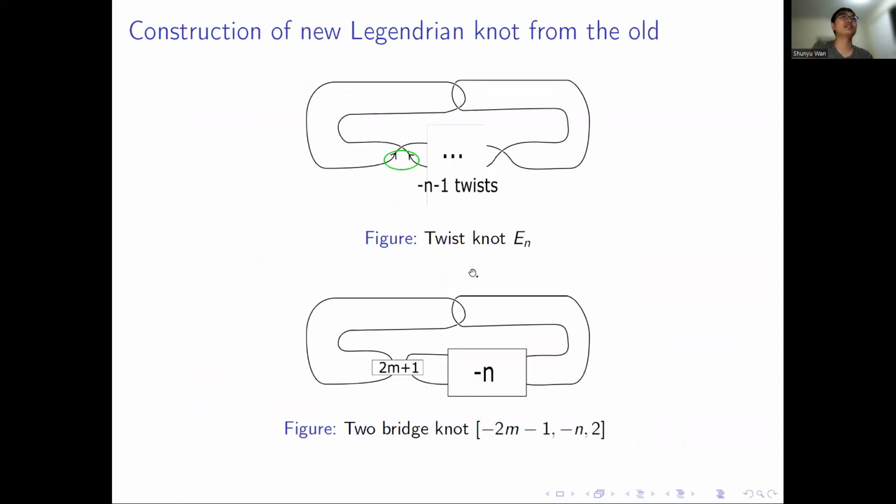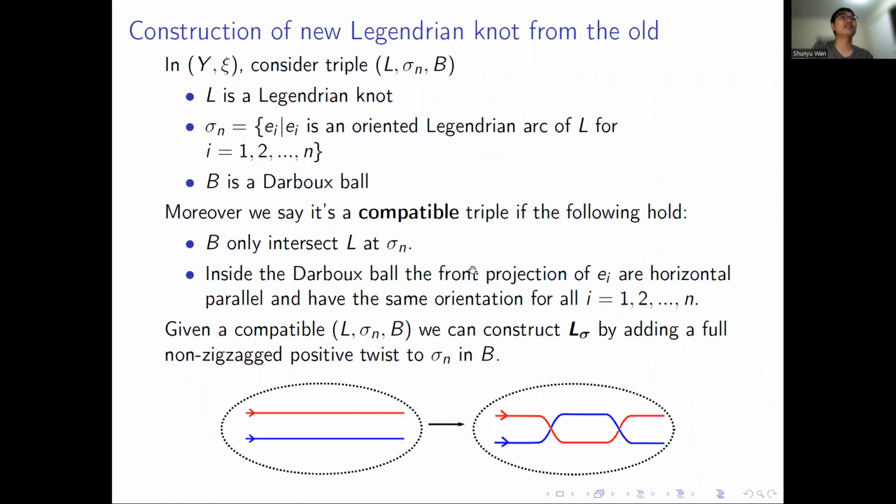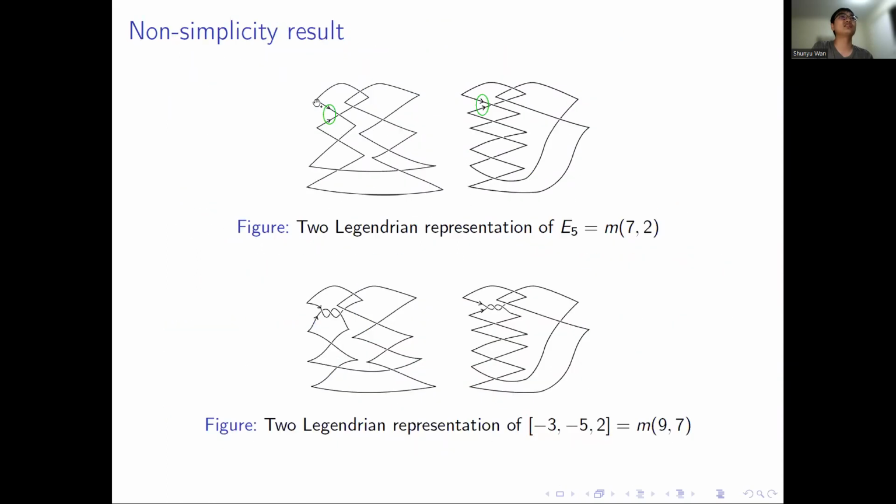Just like in this picture. In this one, K is equal to 3 and L is also equal to 3. And in this one, K is equal to 5, L equal to 1. So those two have different loss invariants and they are Lagrangian non-simple.